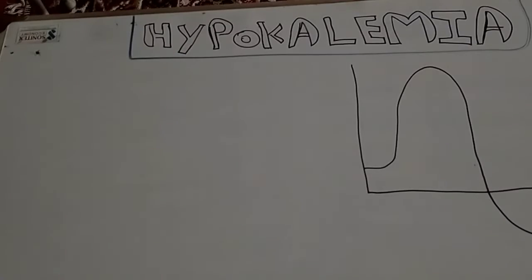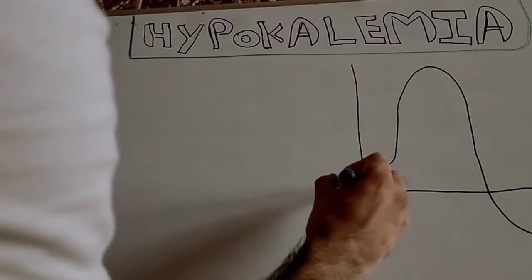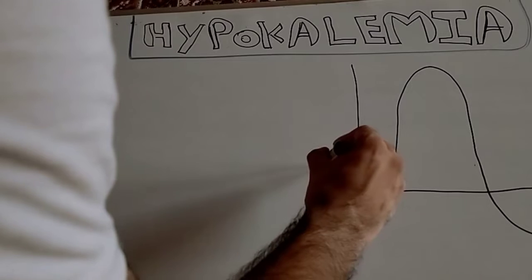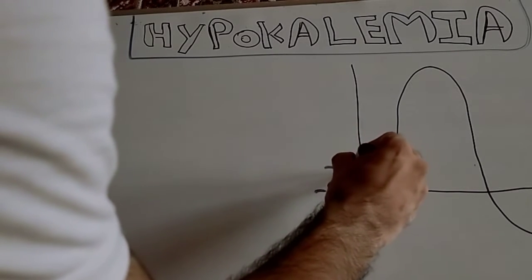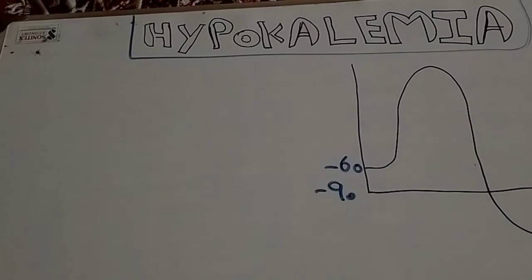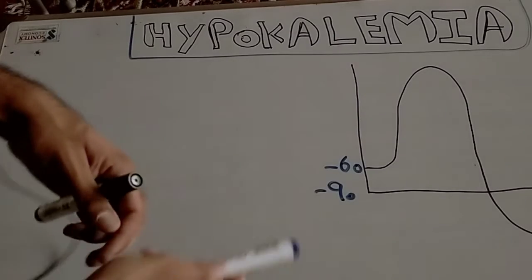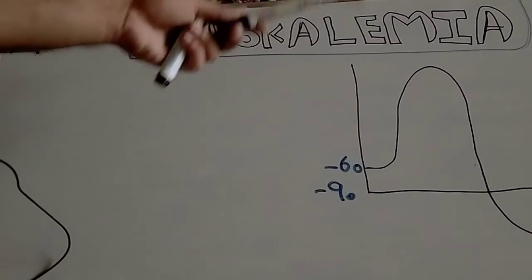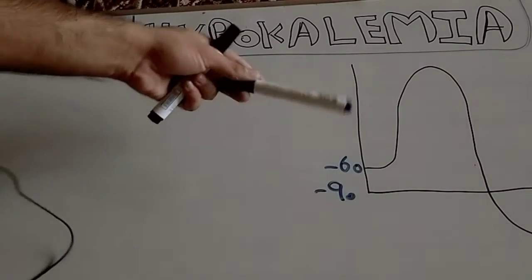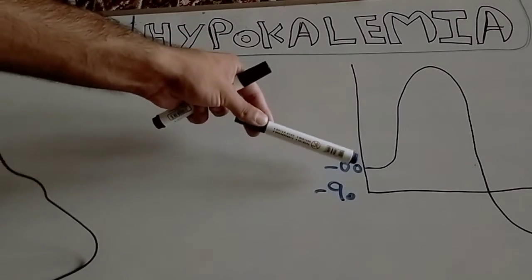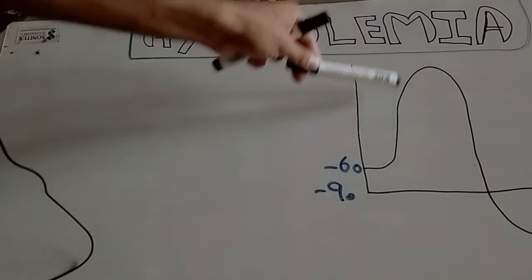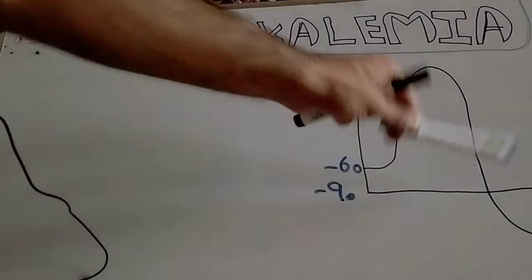So we know that the normal resting membrane potential is minus 90 and the threshold is minus 60. So what happens is that sodium ions get entry into the membrane, and that's why the threshold is reached, and then this is the amplitude.